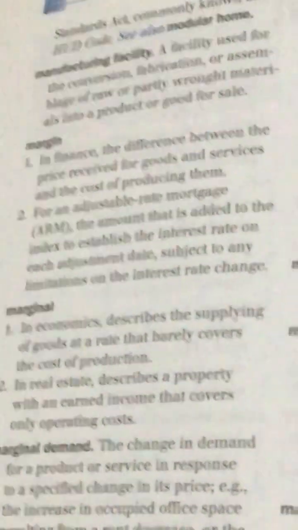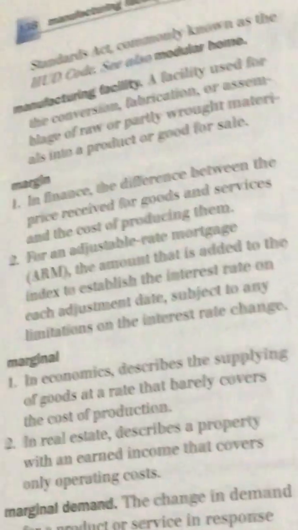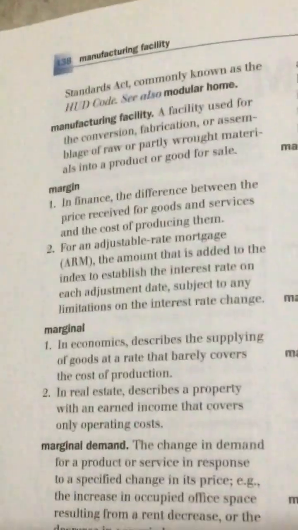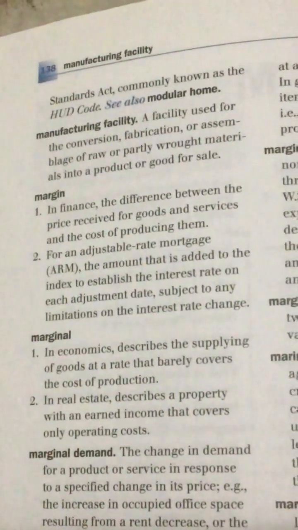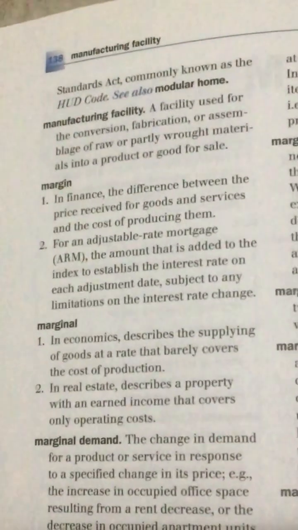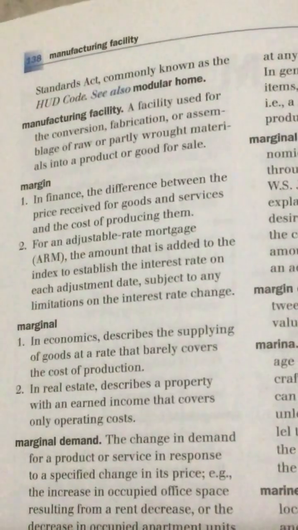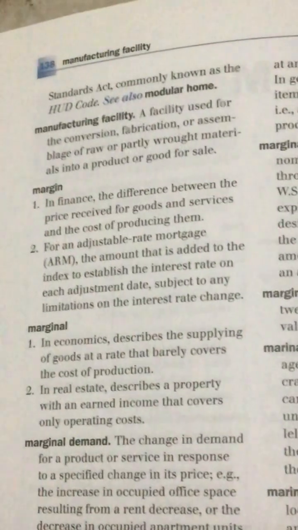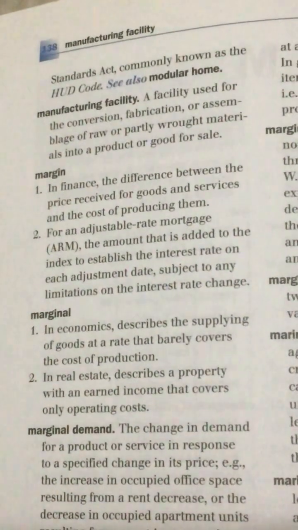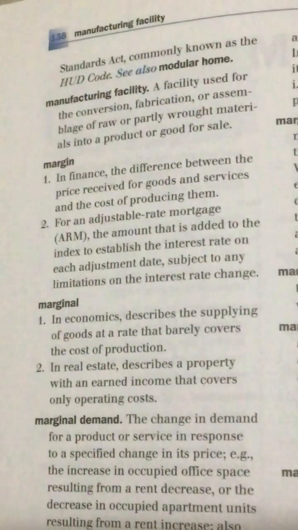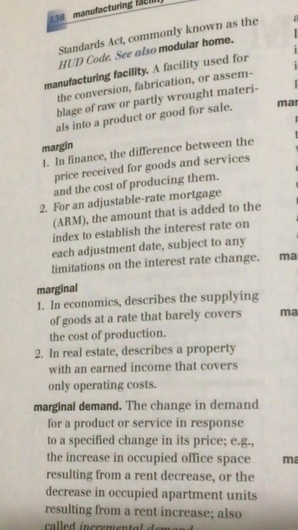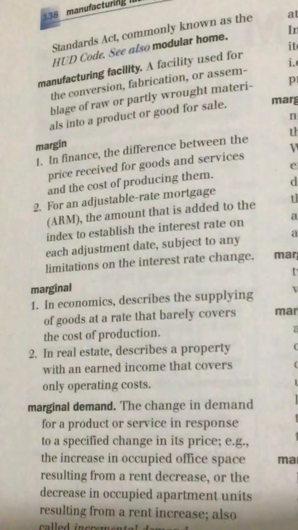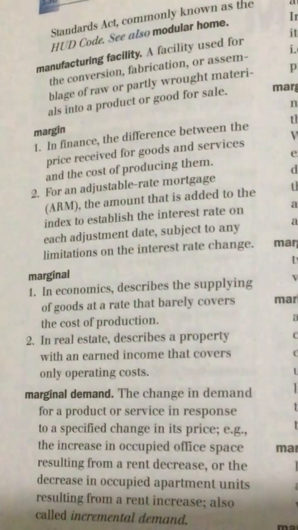Margin, number one. In finance, the difference between the price received for goods and services and the cost of producing them. Margin, number two. For an adjustable rate mortgage, ARM is the acronym, the amount that is added to the index to establish the interest rate on each adjustment date, subject to any limitations on the interest rate change.